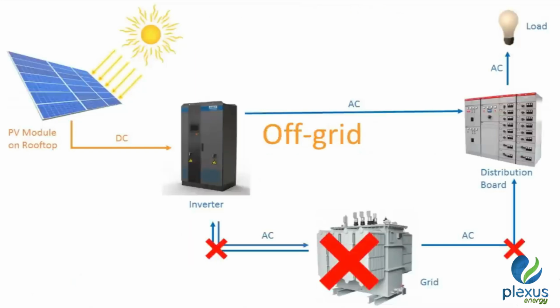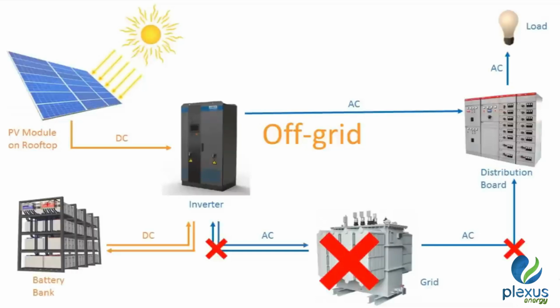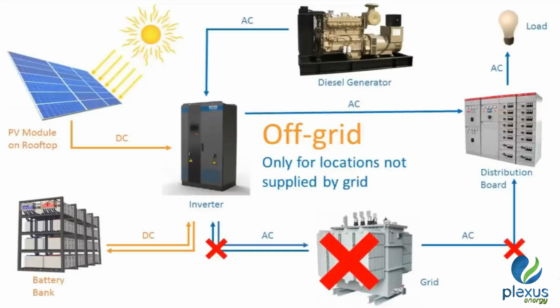Another type of solar plant is the off-grid solar plant that does not integrate with grid power. Instead, it only integrates with batteries or a diesel generator. Such a plant can be used in locations that are not connected to the grid at all. We do not recommend off-grid plants unless you are running very small loads, just a few lights and fans for instance.